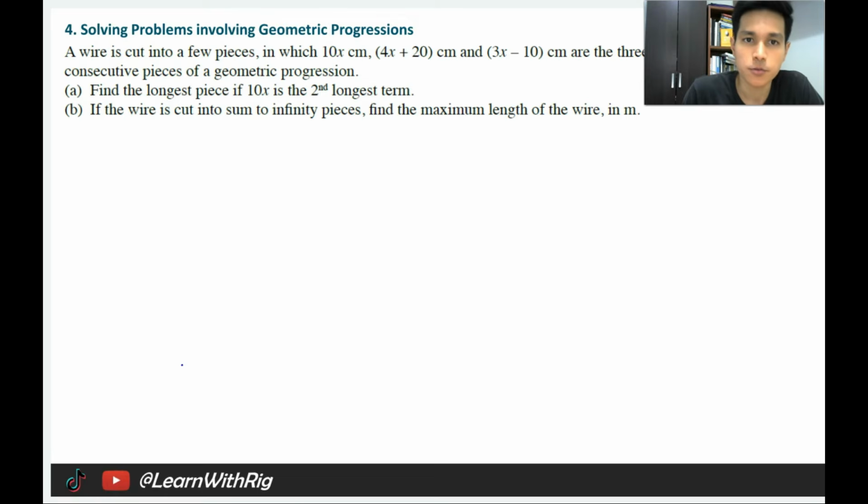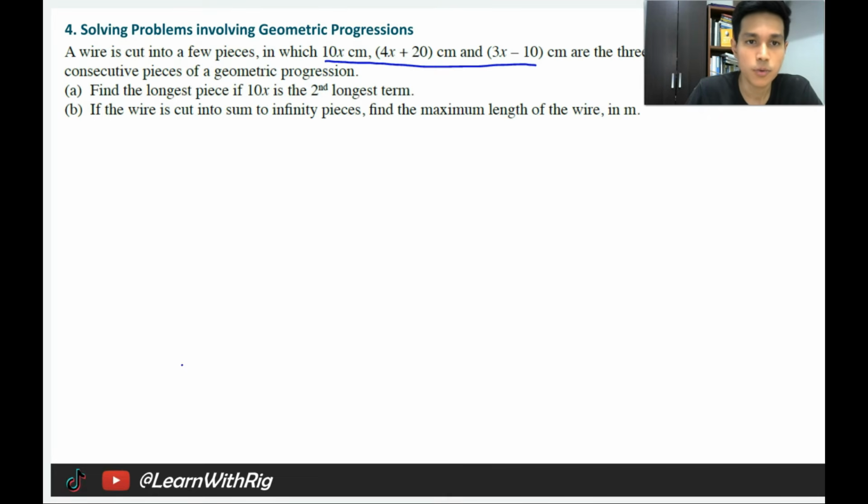A wire is cut into a few pieces in which 10x, 4x plus 20, 3x minus 10 are 3 consecutive pieces of a geometric progression. So they are giving you the three consecutive terms, okay? But they didn't tell you that 10x is the first term. So from here you cannot assume that a is equal to 10x. No, you cannot assume that, because they say these three are 3 consecutive terms. They never say it's the first term.